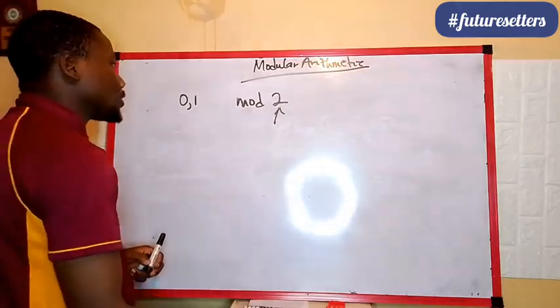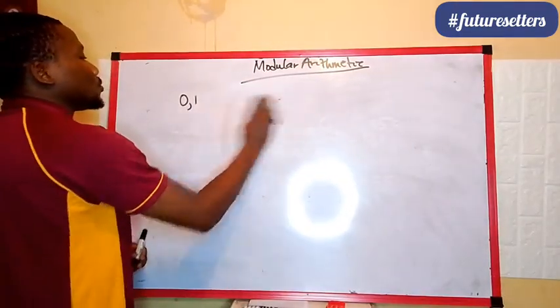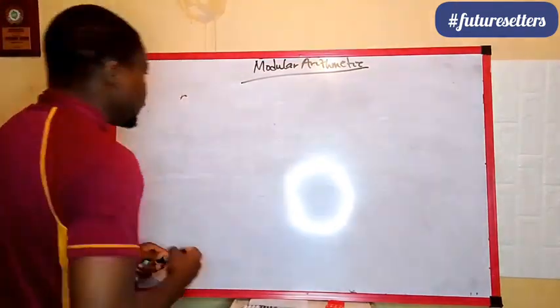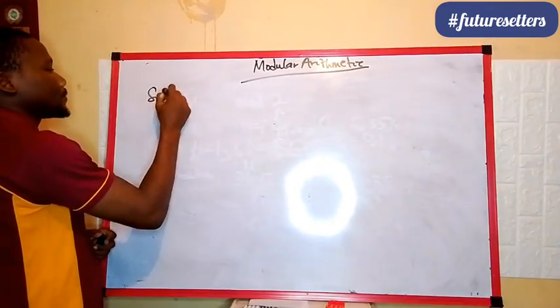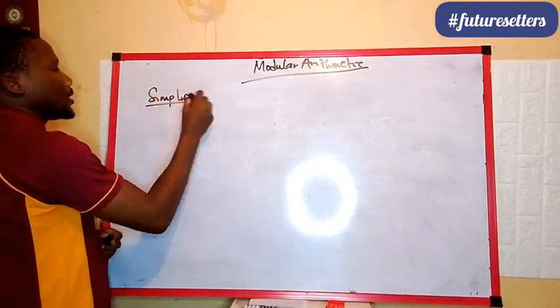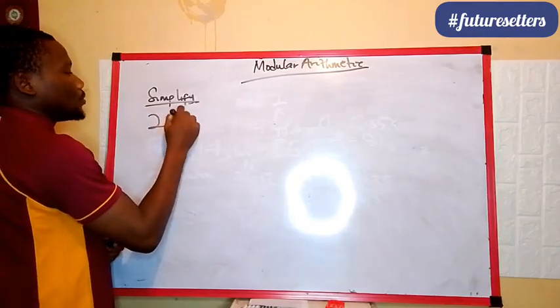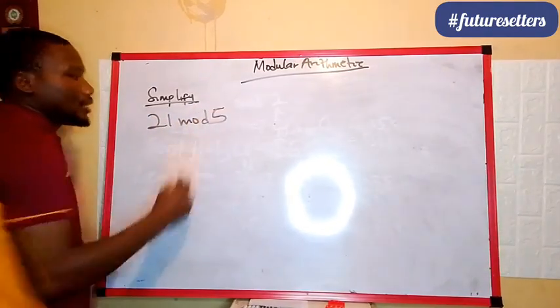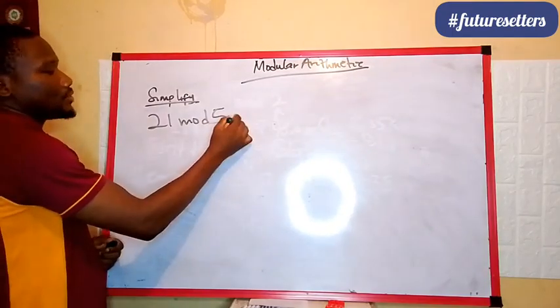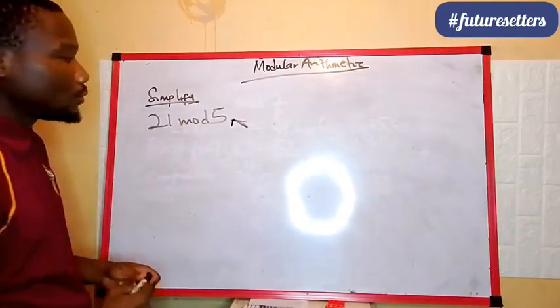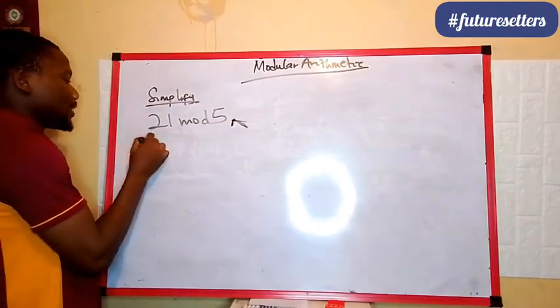Now, for example, you are told to simplify 21 mode 5. I'm told to simplify 21 mode 5. How will you do this? Like I said, the first thing is focus on the mode. And what do you have as the mode? The mode is 5. So we are going to say 5.